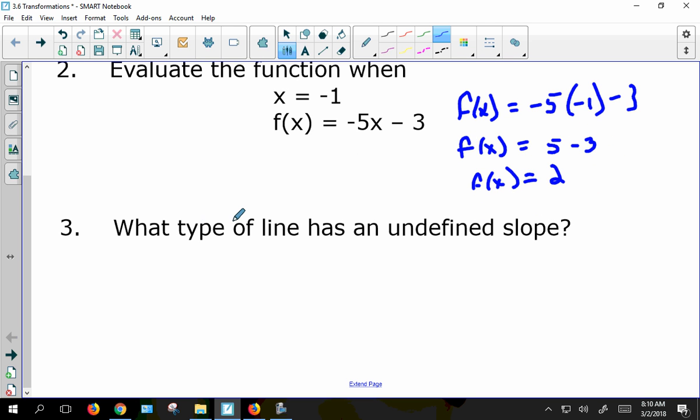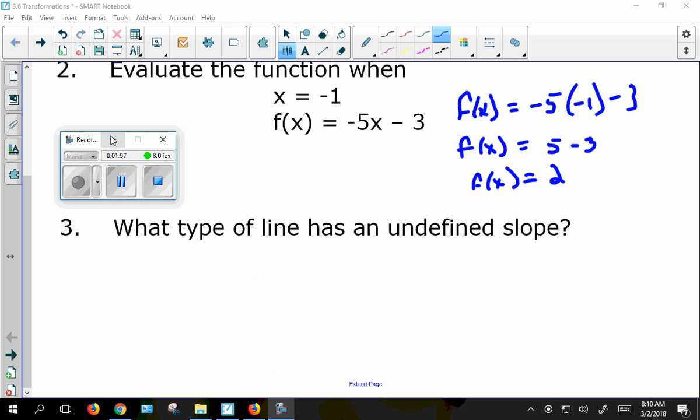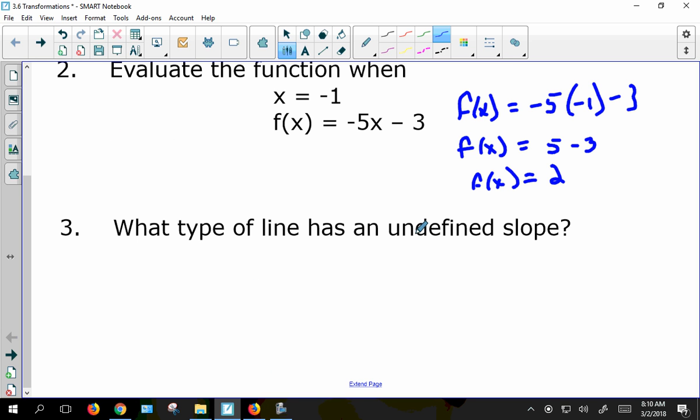Okay, so what type of line has an undefined slope, Kofi? Vertical. Okay, an undefined slope is a vertical line. An undefined slope looks something like this: 3/0. In your calculator, make a fraction and put 0 on the bottom. Tell me what it tells you. Yeah, it tells you math error.